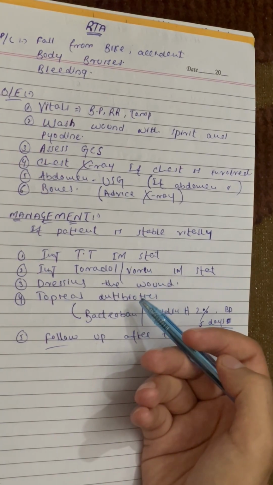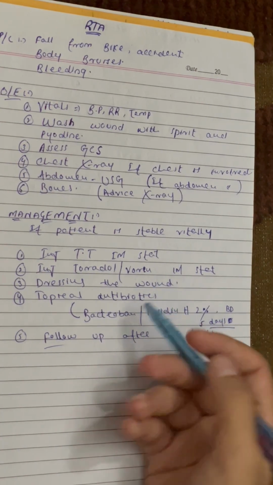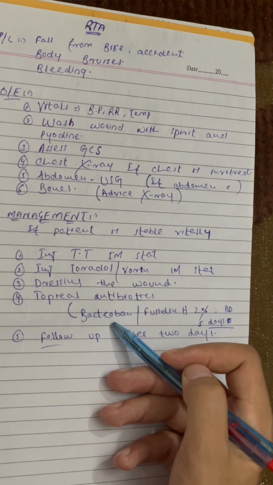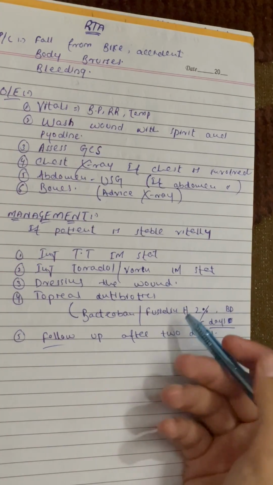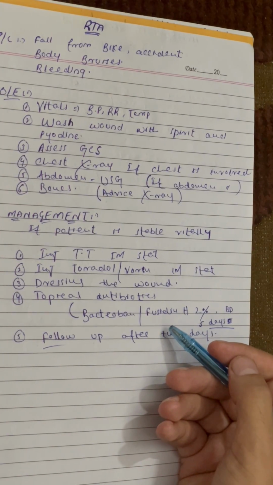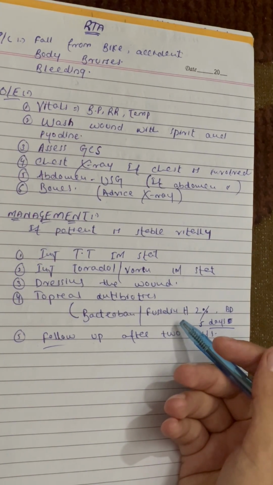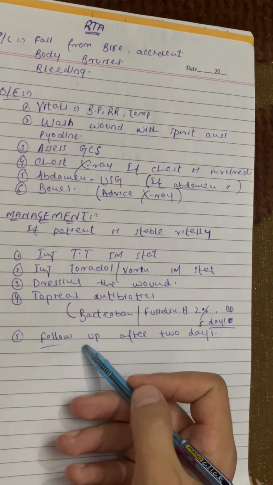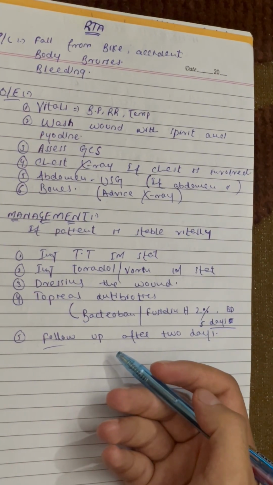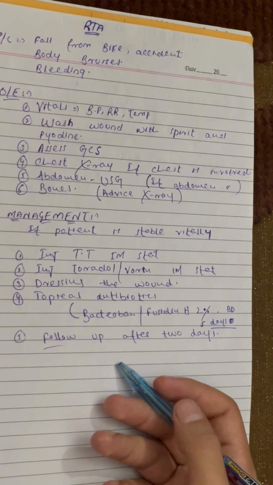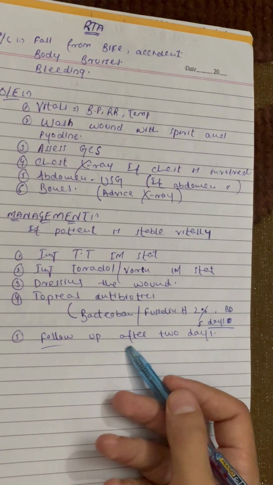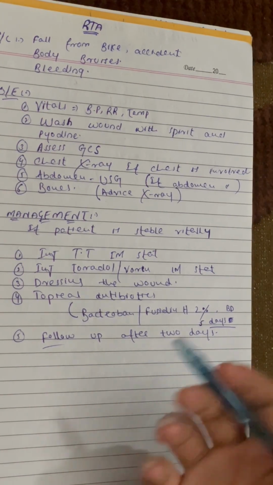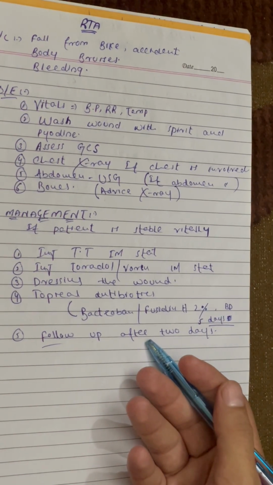We can also go for topical antibiotics such as Bactroban, right? Which is basically mupirocin, or we can also give fusidic acid 2% cream twice daily for about 5 days, right? And we can advise the patient to return for follow-up after 2 days, or earlier if there is increasing pain, swelling, fever, or persistent bleeding, right?